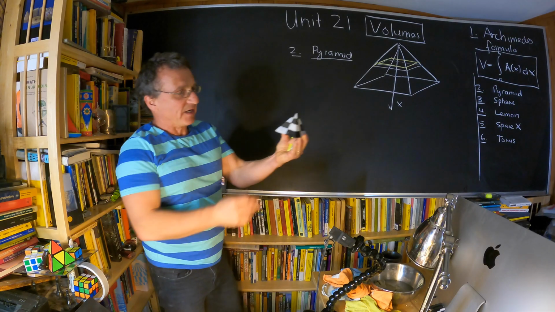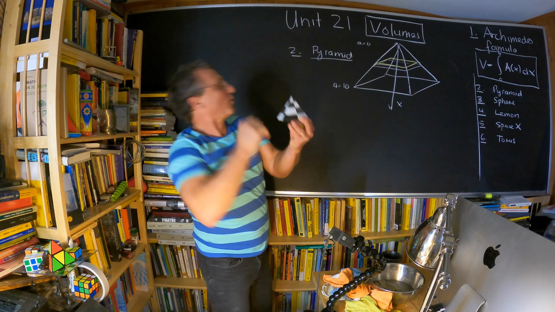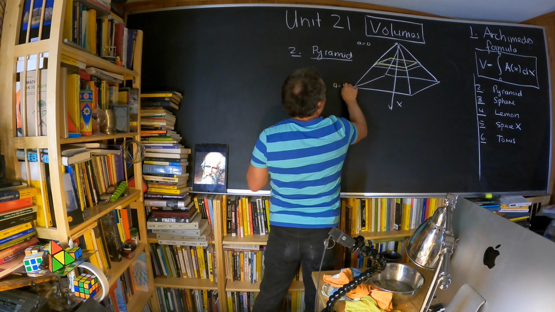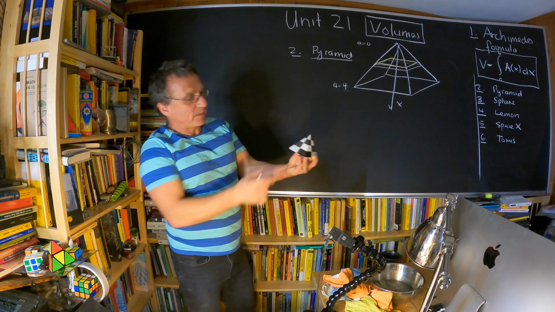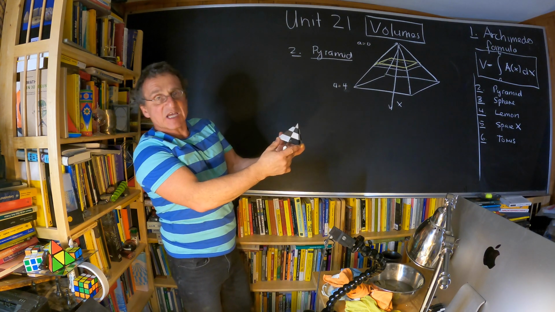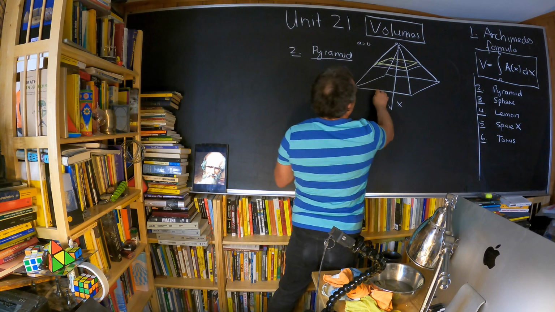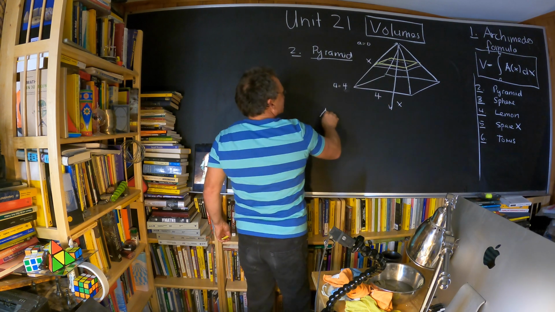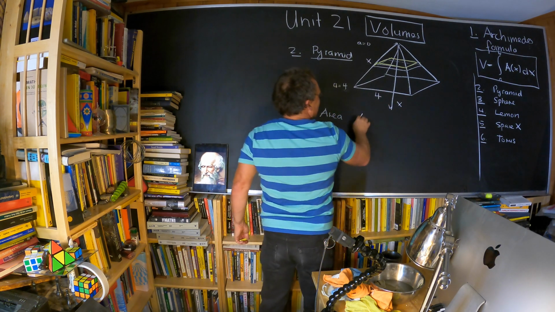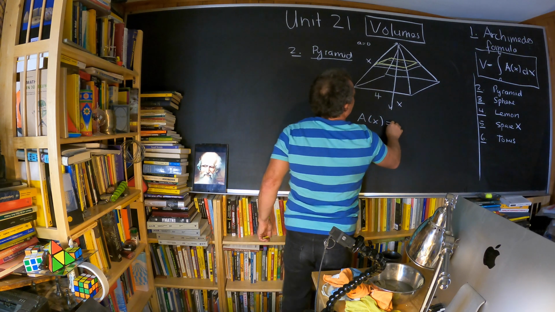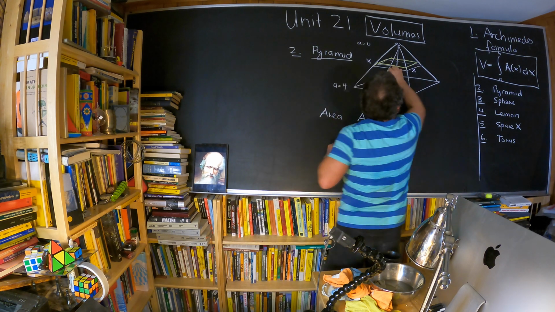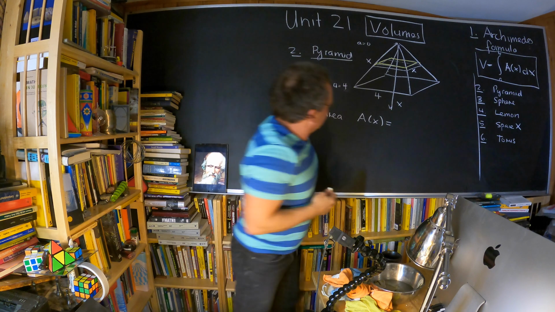So let's compute the volume of a pyramid. Just 4 pieces here. A is equal to 4. And also the base length, I take the same base length here, so I assume this is equal to 4. So we have here x. So the area is just x squared.